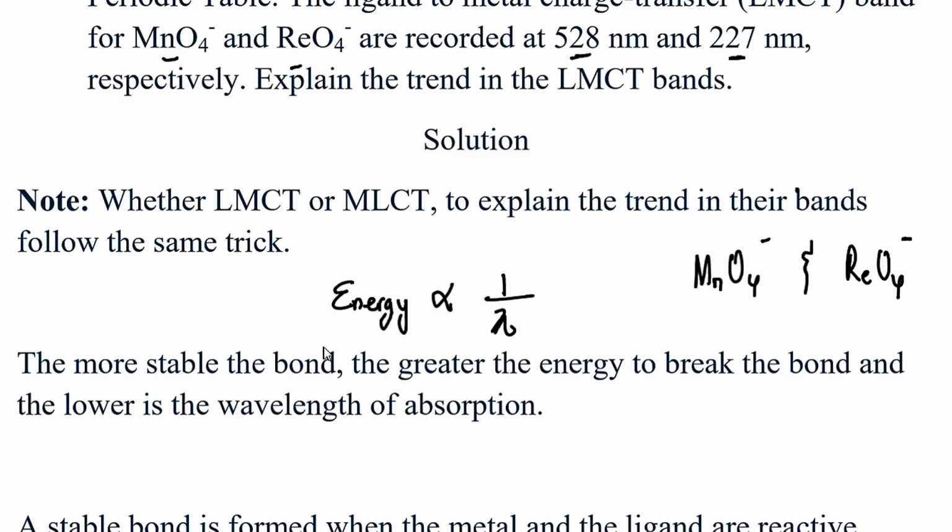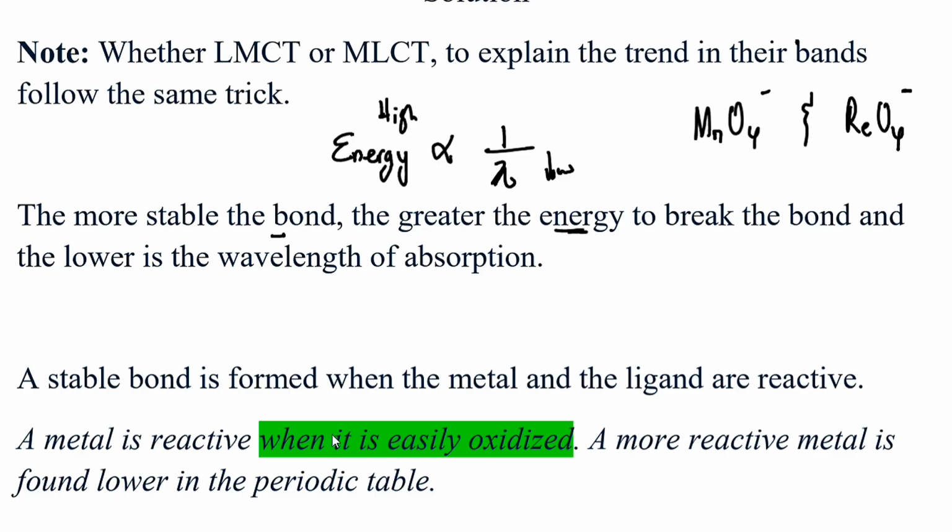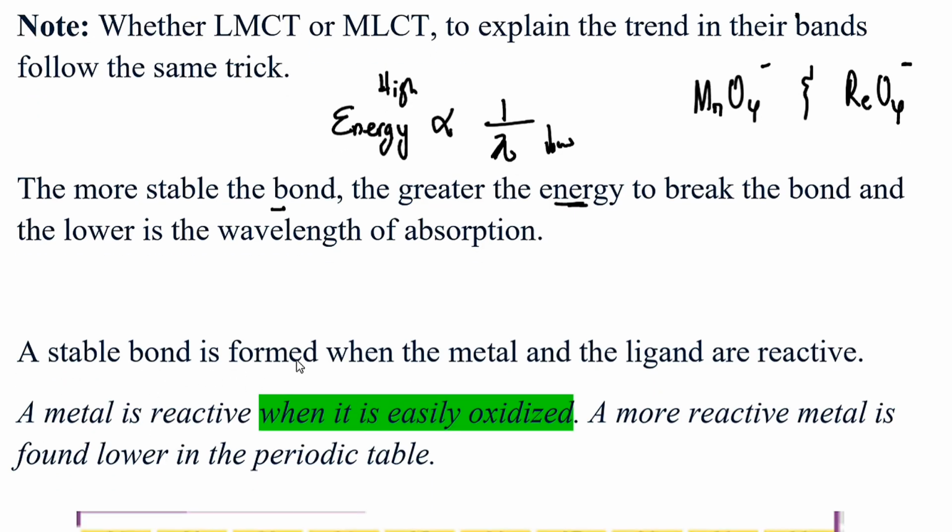The more stable the bond, the greater the energy required to break the bond, right? And the lower the wavelength. If the energy is high, the wavelength will definitely be low, right? So the more stable the bond, the greater the energy required to break the bond and the lower the wavelength. The next thing you need to take note of is that a stable bond is formed when the metal and the ligand are reactive.